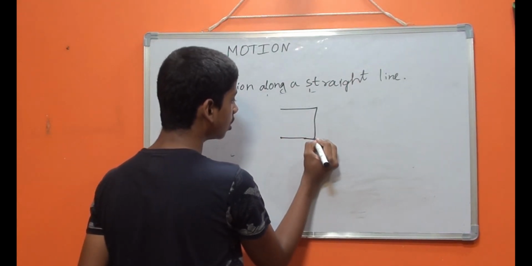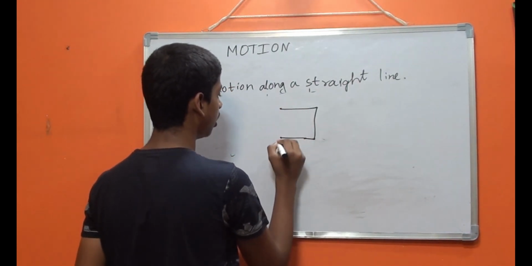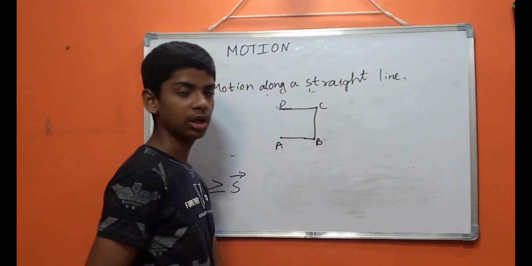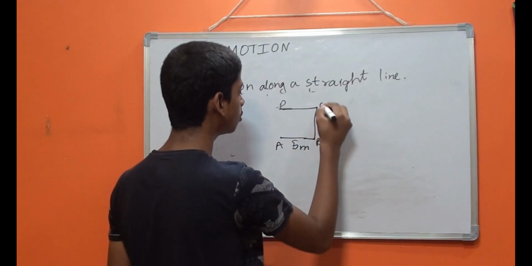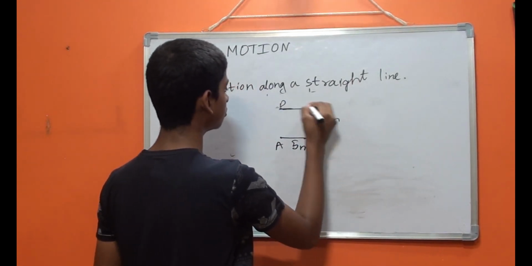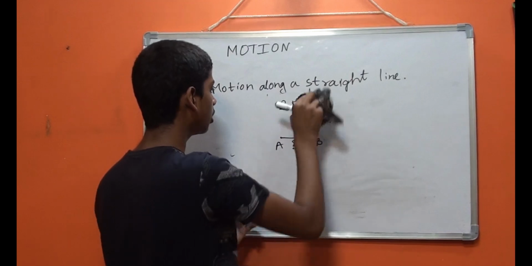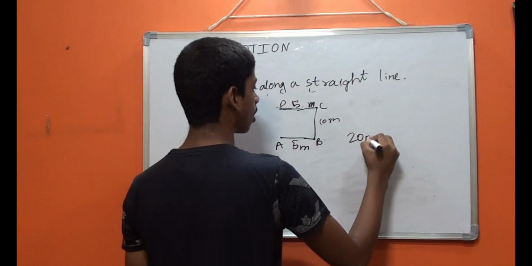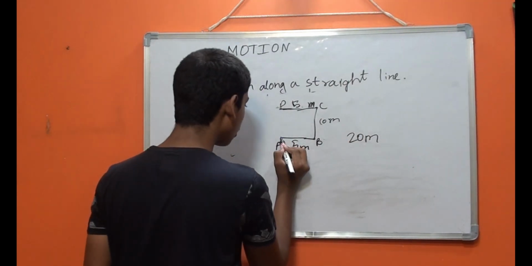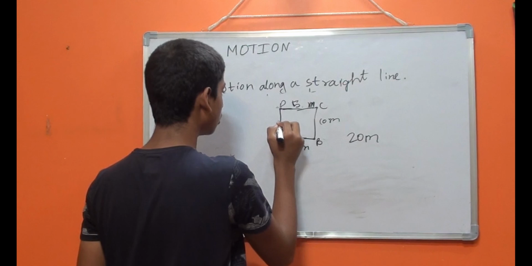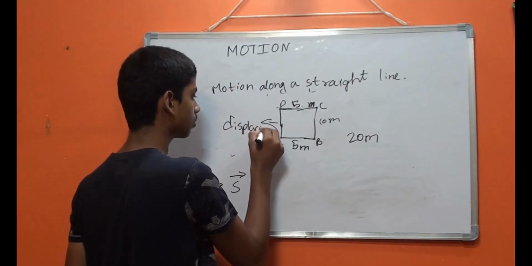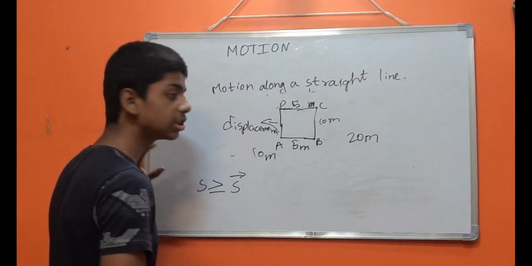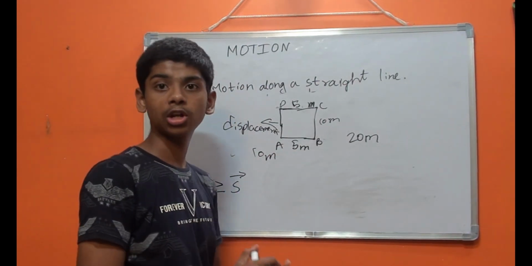Now here is the track with points A, B, C and D. From A to B, let's take it as 5 meters. From B to C, 10 meters. From C to D, it's 5 meters. Then the total distance covered would be 20 meters. But the displacement would be from A to D, and its magnitude would be 10 meters. Now this is displacement.